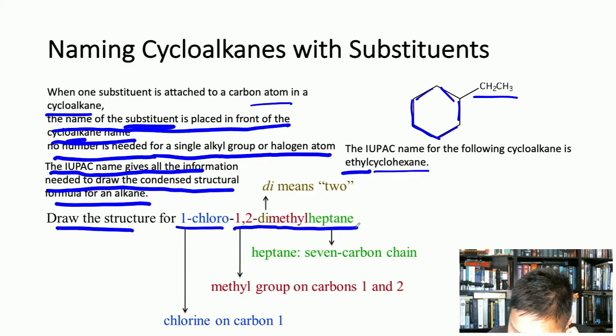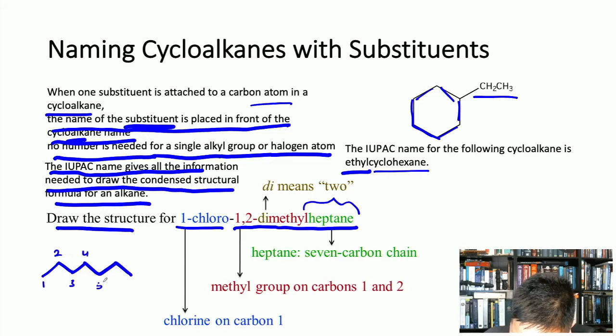So let's try to draw the structure here for 1-chloro-1,2-dimethylheptane, right? Well, we already know that the green part here, heptane, is a 7-carbon chain, and that's the base of it all. So let's go ahead and draw that. 1, 2, 3, 4, 5, 6, 7. And if we number these carbons, 1, 2, 3, 4, 5, 6, 7, the name tells us where everything is. For example, 1-chloro means that there is a chlorine on the first carbon.